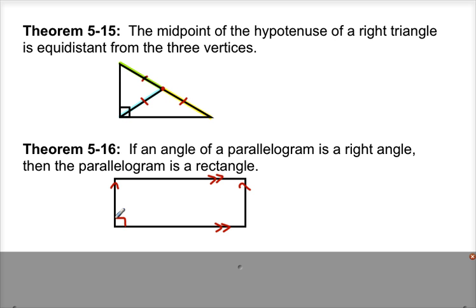But if I start with just any one of them being 90, I know that 2 consecutive angles are same side interior angles, which means they have to be supplementary. So if this one's already 90 degrees, the next one has to be 90 degrees. I know that in a parallelogram opposite angles are congruent, so the other angles are also 90, and now you have a quadrilateral with 4 right angles, so it's a rectangle.